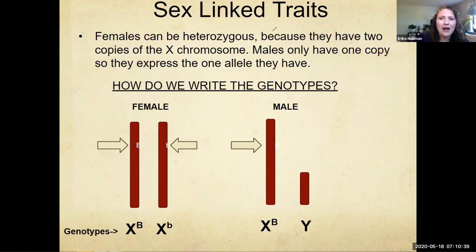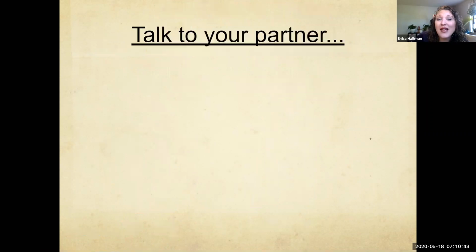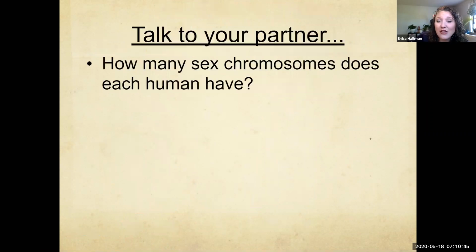So why does that matter? Well, when we talk about inheritance, that's going to affect some of those X-linked traits. So if we remember, let's do some review questions. How many sex chromosomes does each human have? Think about it. Good. So the answer to that would be 2. They either have XX or XY.